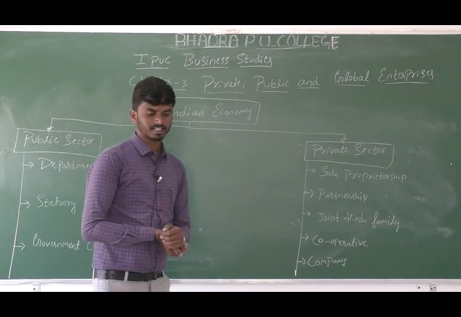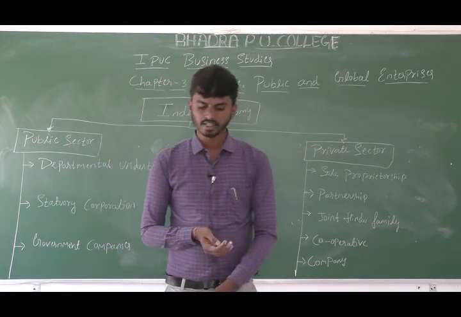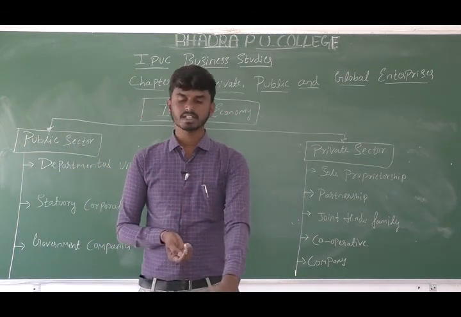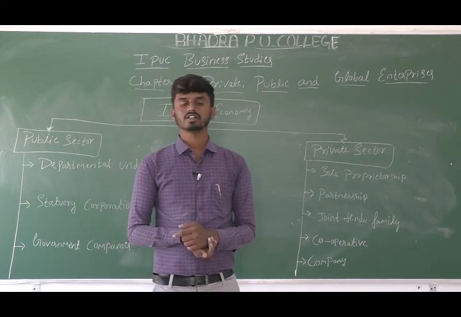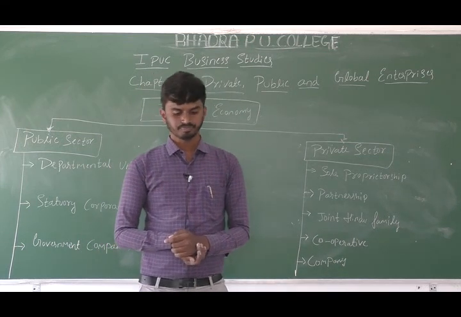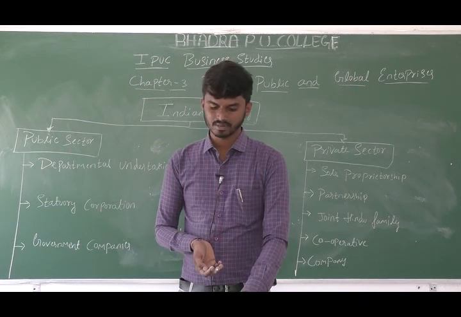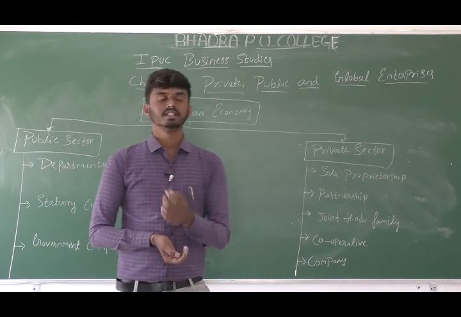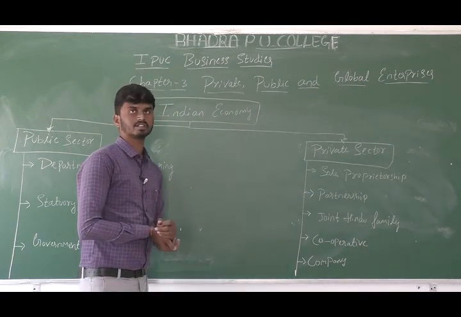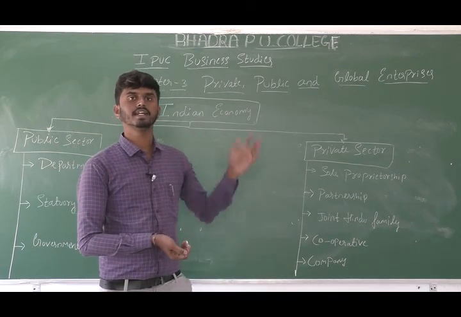In the private sector, sole proprietorship, partnership, joint Hindu family business, cooperative societies, and also company. In company again private limited company and public limited company, multinational corporation. These are the 5 various forms of organization. They also contribute to the Indian economy.